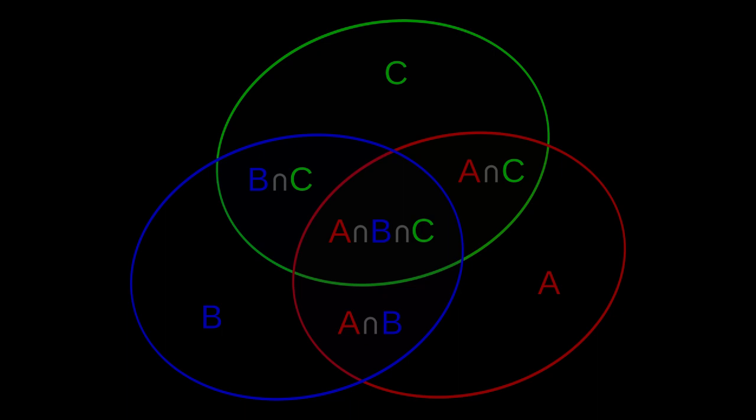Union: the union of two sets, A and B, is the set that contains all elements that belong to either A or B, or both. It is denoted by A ∪ B. Intersection: the intersection of two sets A and B is the set that contains all elements that belong to both A and B. It is denoted by A, the sign that has the shape of an N, and B.